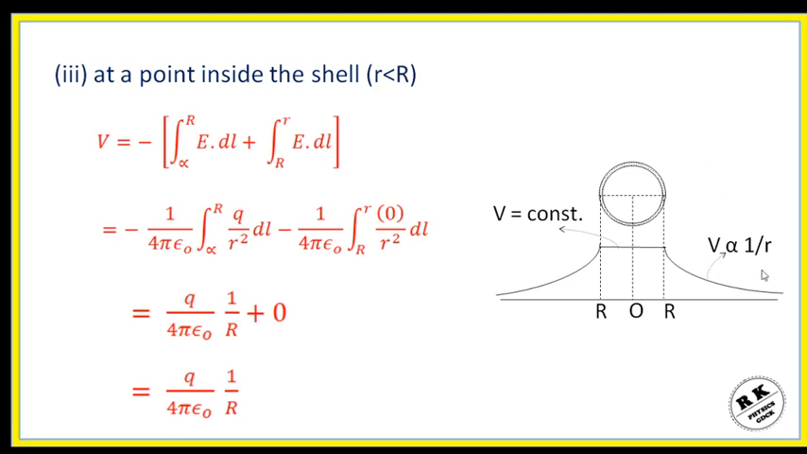Potential varies inversely proportional to R, but inside it differs from shell to uniform charge distribution. In the case of shell, the potential is constant inside, but for uniform charge distribution it is maximum at the center and decreases with some function, which we have seen in the previous.